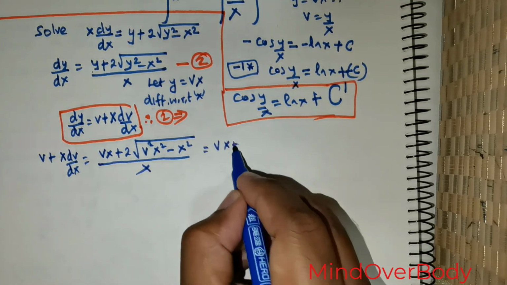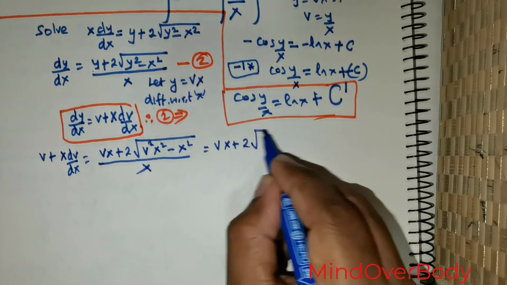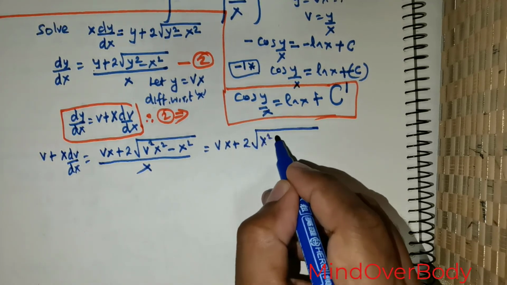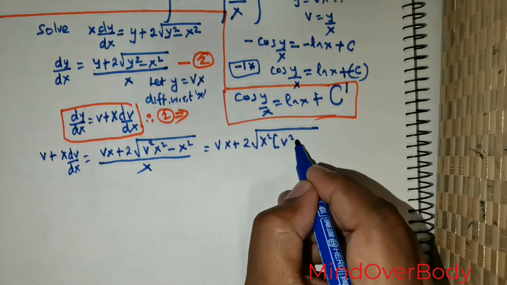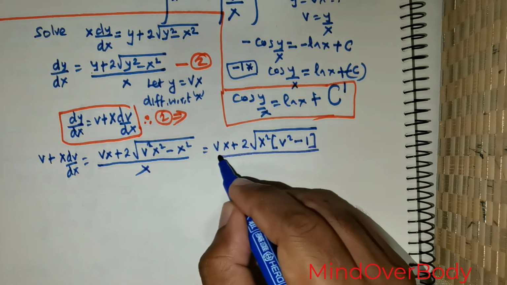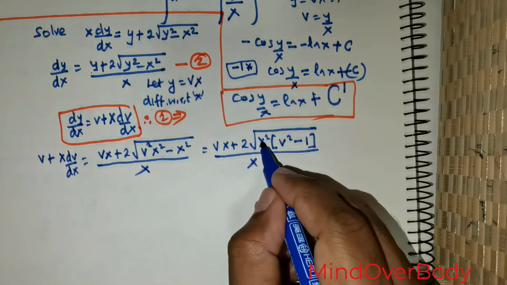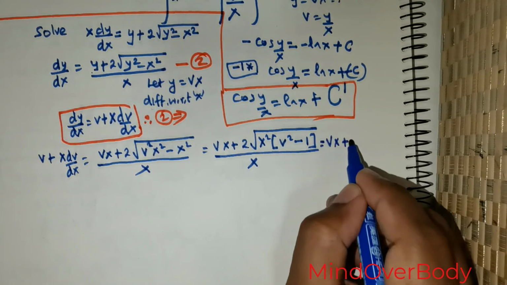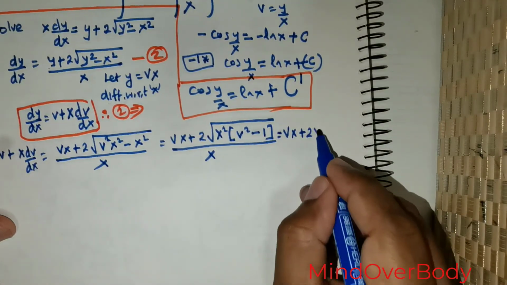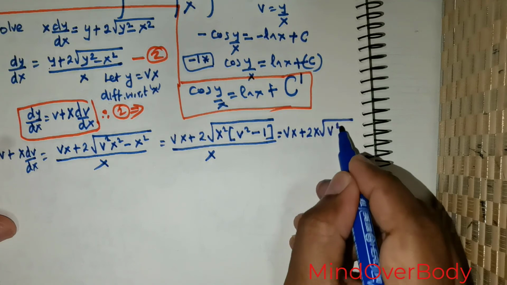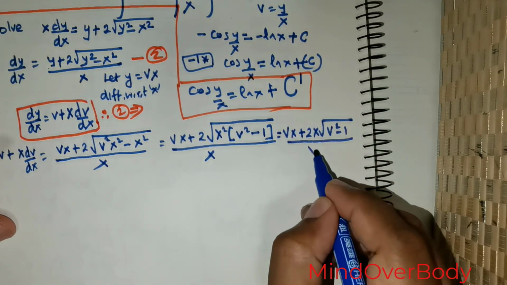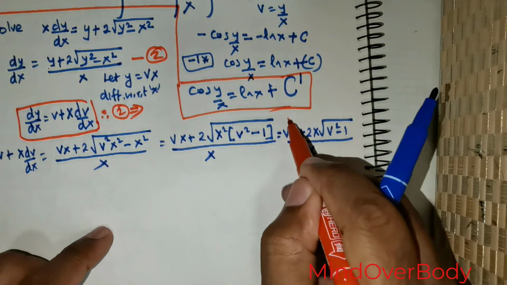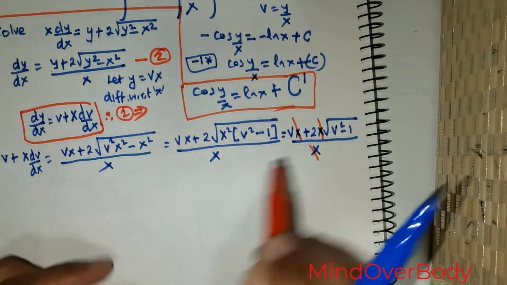This is vx + 2 times... I'm going to take x squared out, so that is going to give me (v² − 1)/x. Once the x squared comes out, this is going to give me x there. So 2 times x root of (v² − 1)/x. I can cancel the x's out.